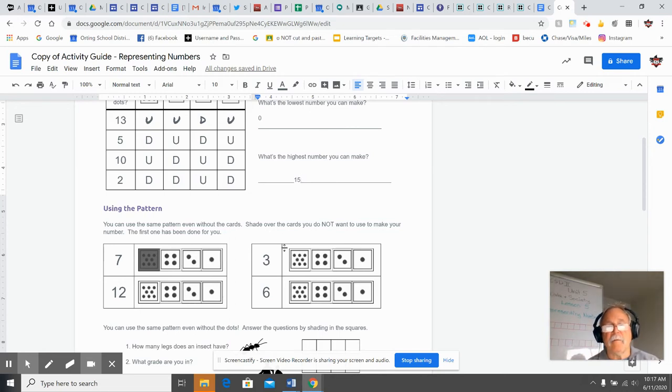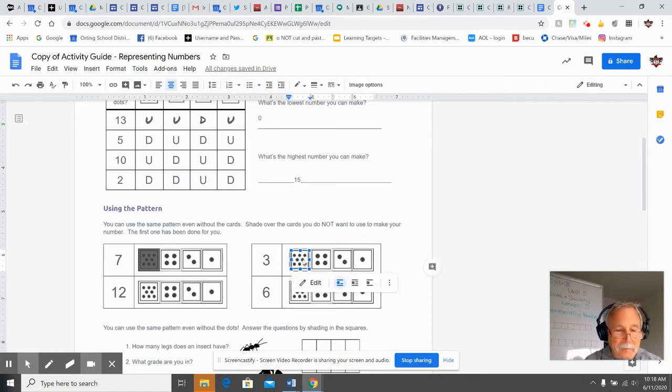So go ahead and do the remaining boxes here. I'll give you a couple minutes and I'll come back to you. Okay, welcome back. So let's start with the 3. We're going to shade out the ones that we don't want. So 3 here is a 2 and a 1, right? So let's shade out that one.